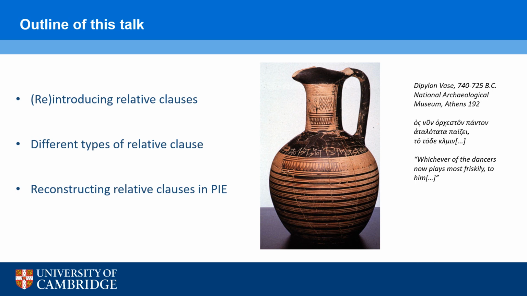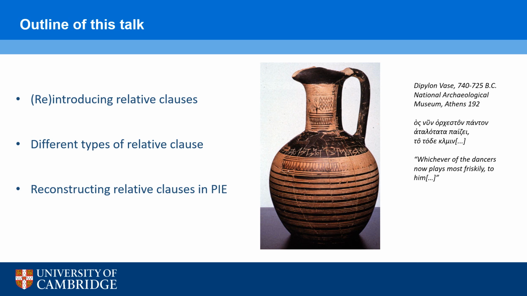You may have spotted this lovely picture of the Dipylon vase on the right, which happens to be one of the earliest Greek alphabetic inscriptions. But that's not all. As you may also have spotted, the Dipylon vase gives us a glorious example of an early Greek relative clause in the wild. But I'm getting ahead of myself. I promised a little bit of background on relative clauses before we dived in.